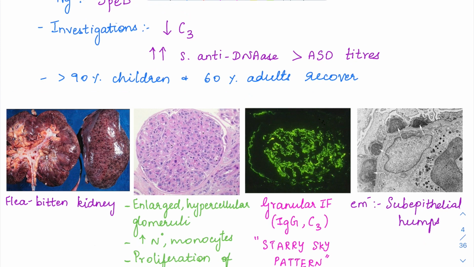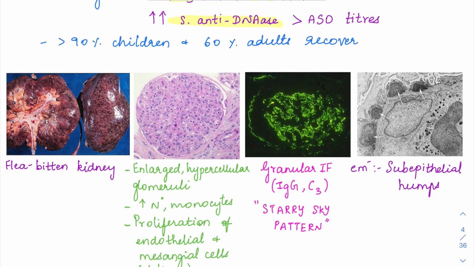Since it is an immune complex mediated disorder, the complements are being used up here. So when you measure the serum complements, they are going to be reduced, especially C3, which is the common pathway. So C3 complement will be reduced. In order to prove the streptococcal infection, we can do antibody titers. You can use either an anti-streptolysin O antibody titer or an anti-DNase B antibody titer. The anti-DNase B antibody titer is much more sensitive and specific than the anti-streptolysin O antibody titer.